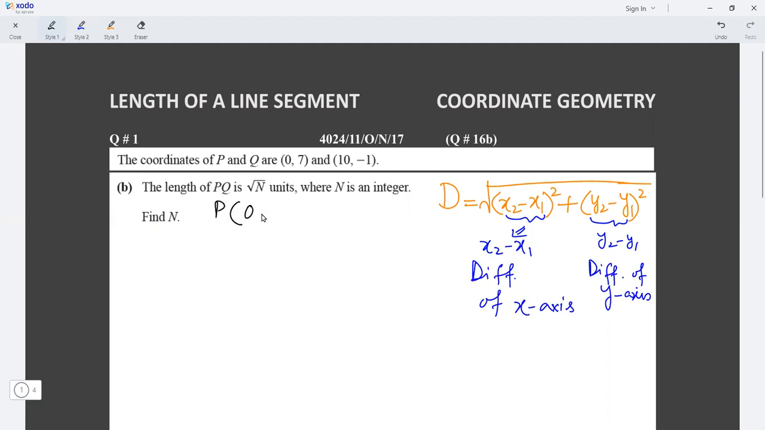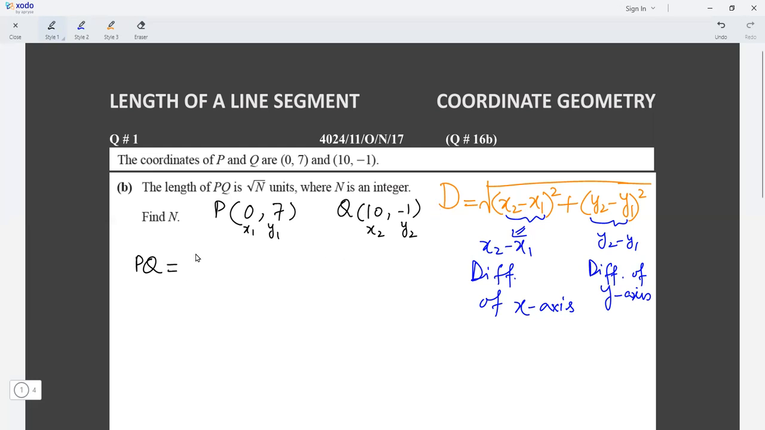So P is (0, 7). If it is taken as the first point, we write down x1 and y1. Similarly, for point Q, we write down (10, minus 1). So 10 is x2 because it's the x coordinate of the second point, and similarly, negative 1 is y2. So write down the formula. D, or in this case PQ, means distance between 2 points, length of a line segment. Both are the same things.